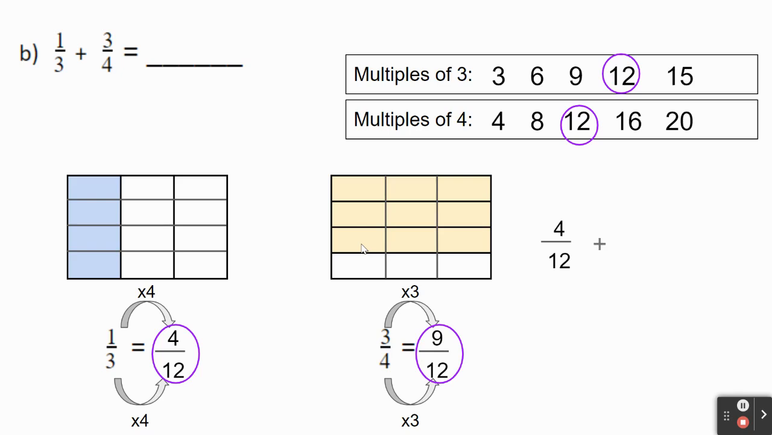4/12 plus 9/12 equals 13/12. That means that out of both of these fractions, 13 parts are shaded, and the 12 shows that there are 12 parts in each whole. So 1/3 plus 3/4 equals 13/12.